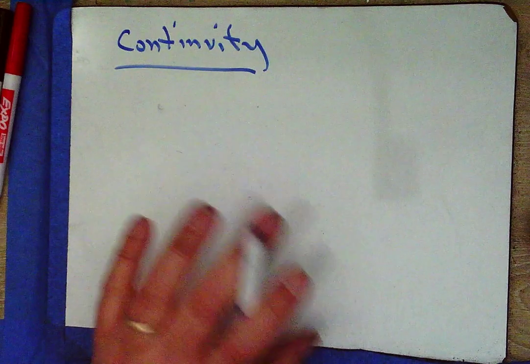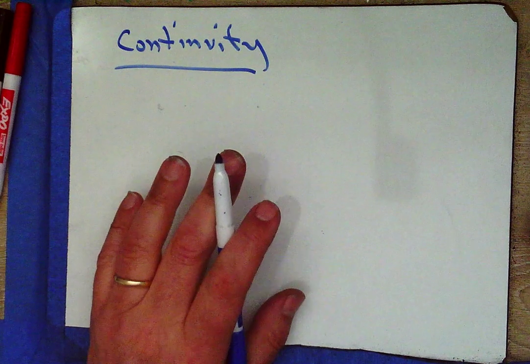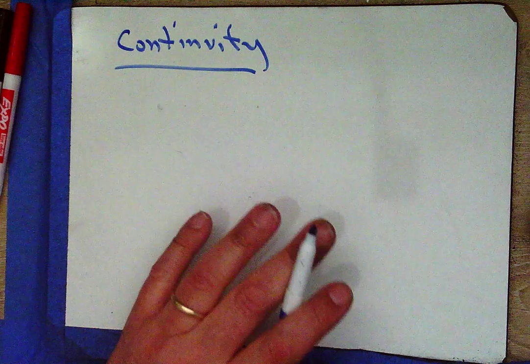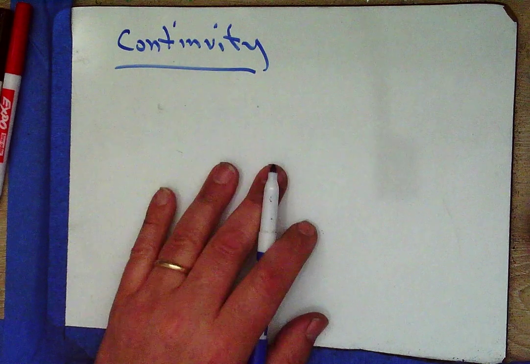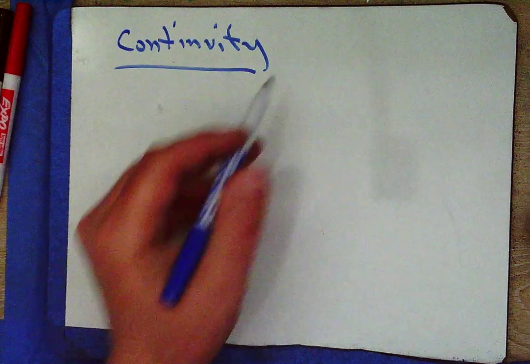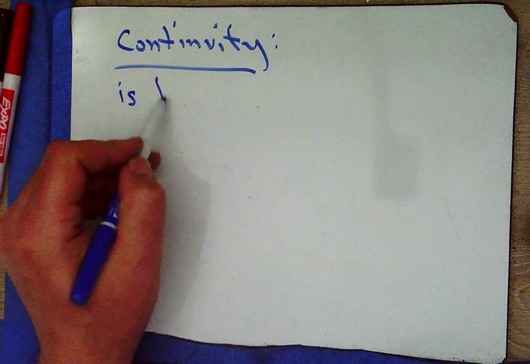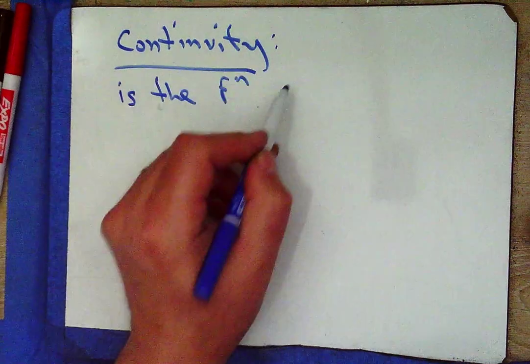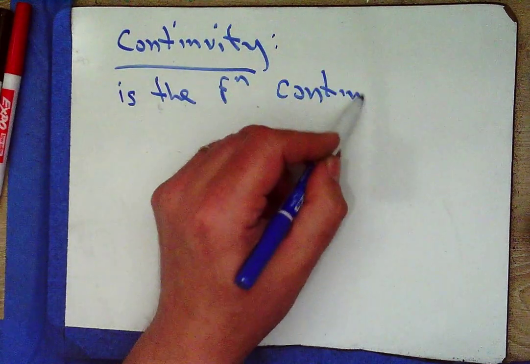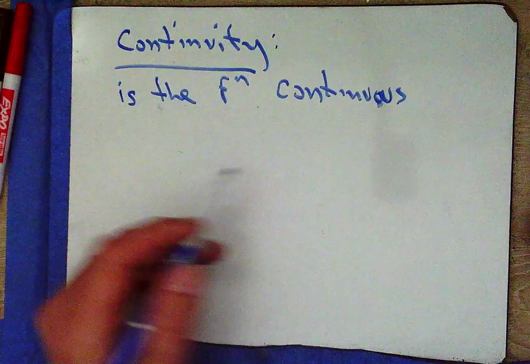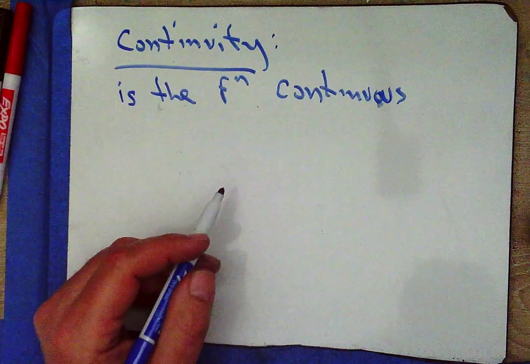We're going to have some very concrete rules. You're going to have to memorize these very basic rules, and it'll work every time. So, continuity. And by continuity, I mean, is the function continuous? So what does it mean if a function is continuous?